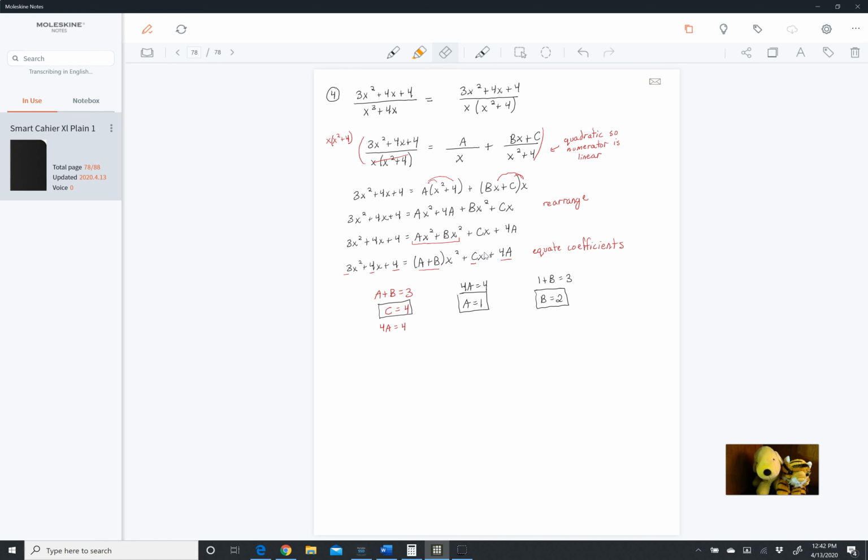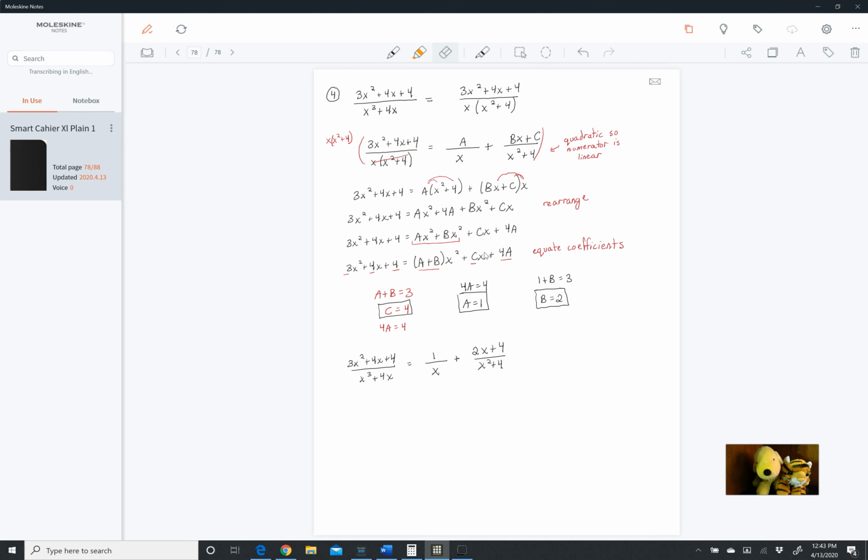So what we have here then is we could write out our final answer, 3x squared plus 4x plus 4 over x cubed plus 4x. And this is equal to a, which is 1, over x, plus, and then bx plus c. So b is 2, and c is 4, over x squared plus 4. Okay? And that's how you solve for the constants.